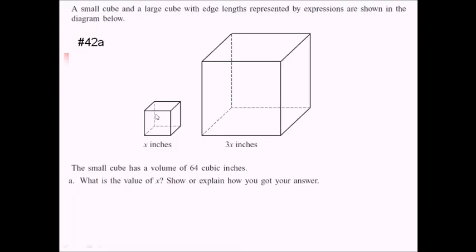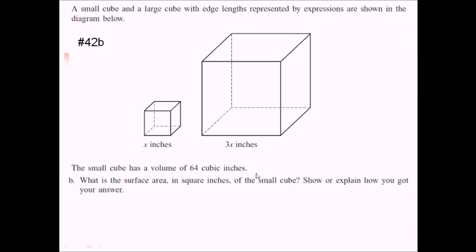For 42, we have a small cube and a large cube, with edges represented as x and 3x. We also are told the small cube has a volume of 64. So based off of this, for Part A, we want the value of x. How do we get that? Well, we are given the volume, so let's use the volume formula. We know that volume equals s cubed based off of our formula sheet, or maybe you just knew that. So 64 then equals x cubed. To get x, we have to cube root both sides. So the cube root of 64, which is going to come out to 4. And that'll be 4 inches because they gave us units, so we have to give them units.